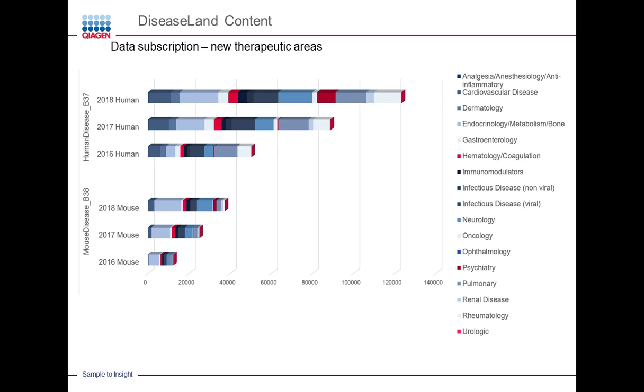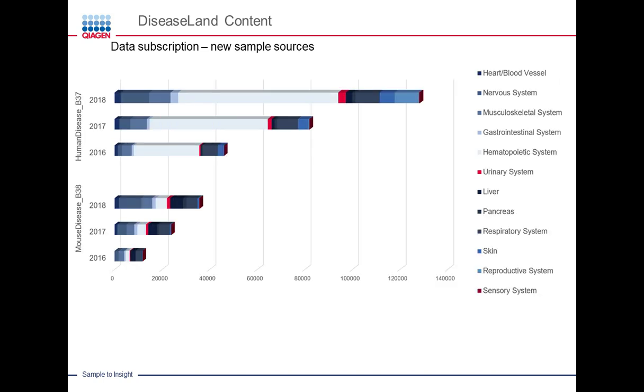For example, we can see that there is a major emphasis recently to almost double the therapeutic area of immunology or immunomodulators within the LAND databases. Likewise, recently from 2017 to 2018, there was a huge emphasis on building in samples under the category of psychiatry. And again, this is a data subscription, and these increases over time are built upon customer request.